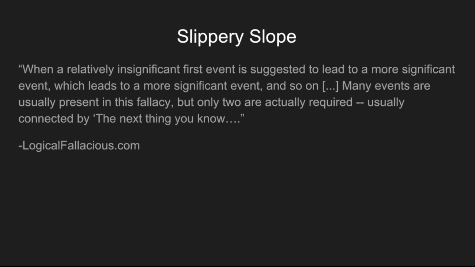Okay, the last one here that we're going to look at is slippery slope, and we're going to look at a great example of this in class if I can get the technology to cooperate. So slippery slope is when a relatively insignificant first event is suggested to lead to a more significant event, which leads to a more significant event, and so on. Many events are usually present in this fallacy, but only two are required, usually connected by the next thing you know.